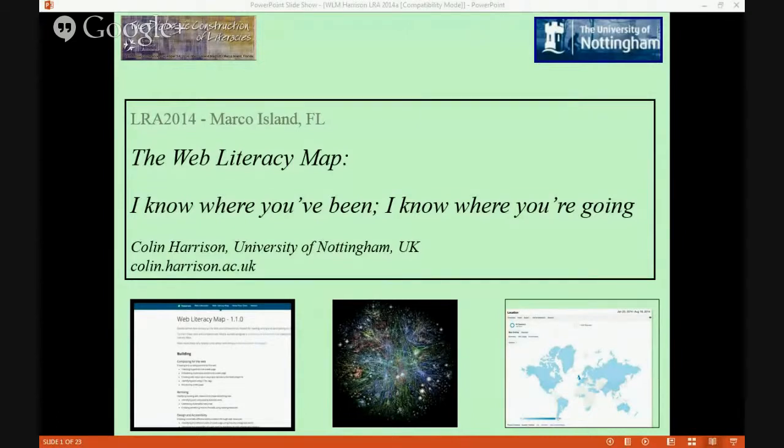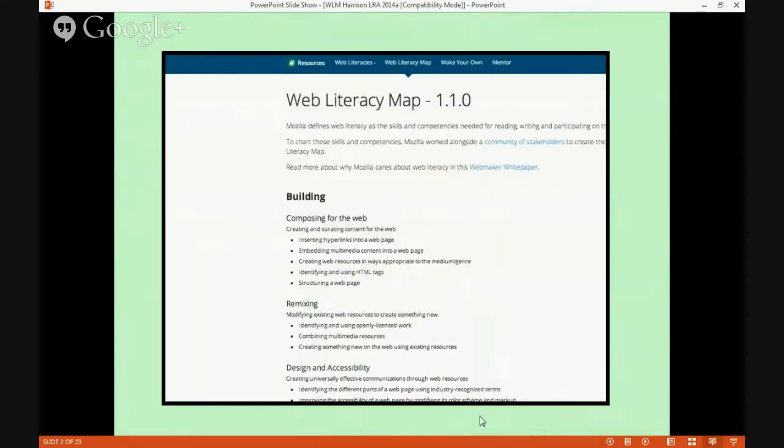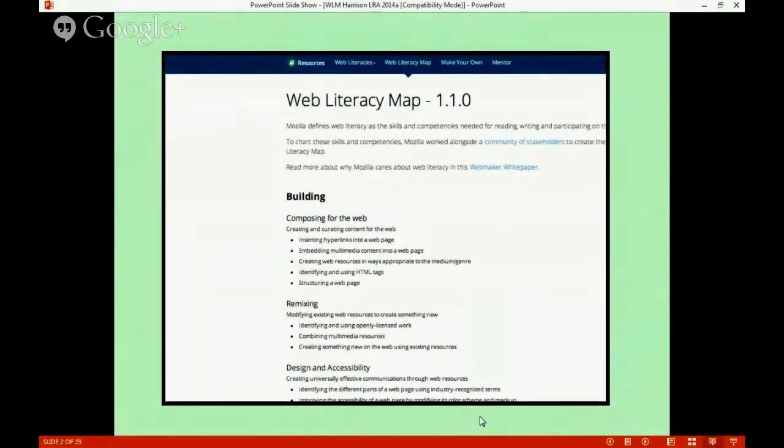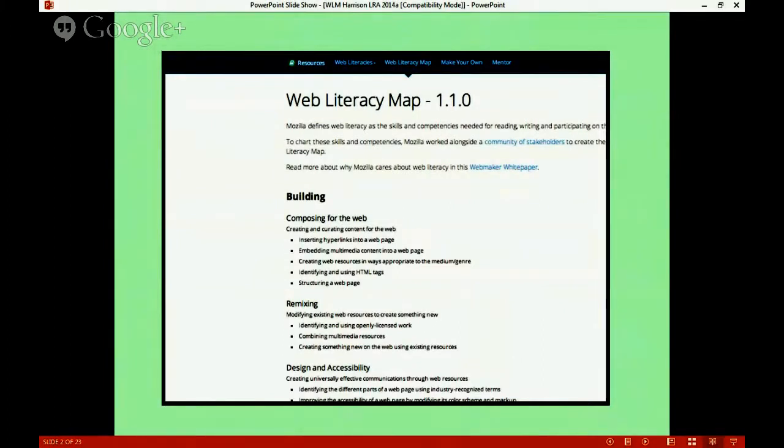On my next slide, I'm going to draw attention to the Web Literacy Map that our colleagues at Mozilla have brought together. First thing I want to say is that I commend them. I think it's a very laudable initiative to try and define web literacy, what the skills and competencies are that are needed.